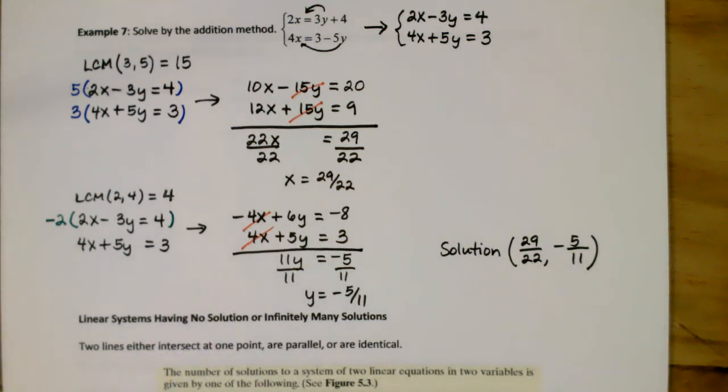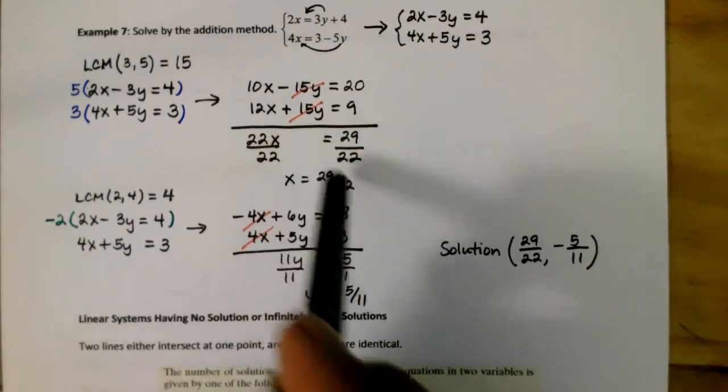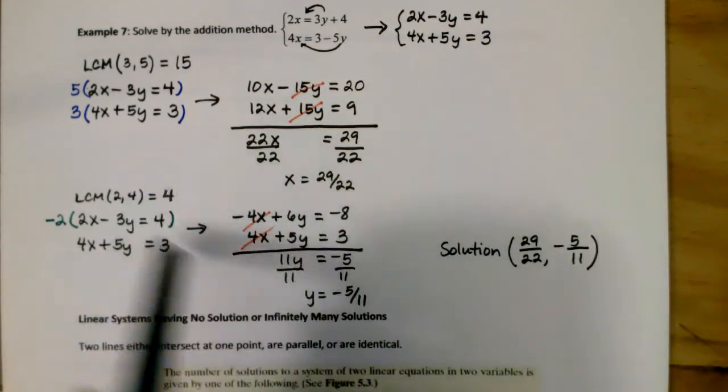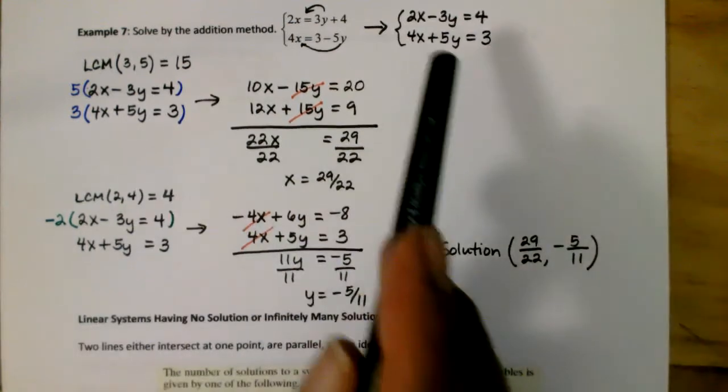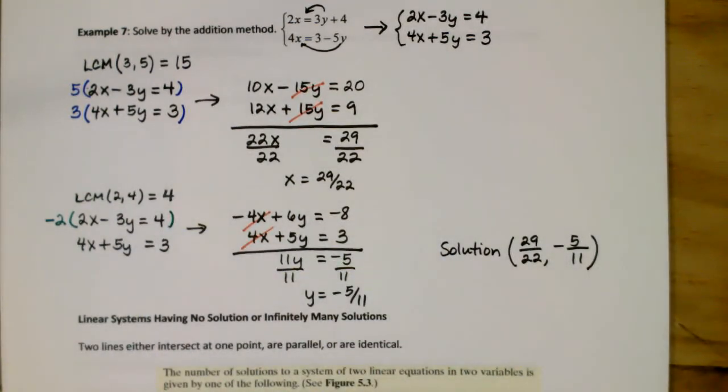So this is just a couple of examples where you have to first eliminate one variable and you end up getting x with a fraction. And then you have to go back to the equations in standard form and then eliminate the other variable to solve for, in this case, y.